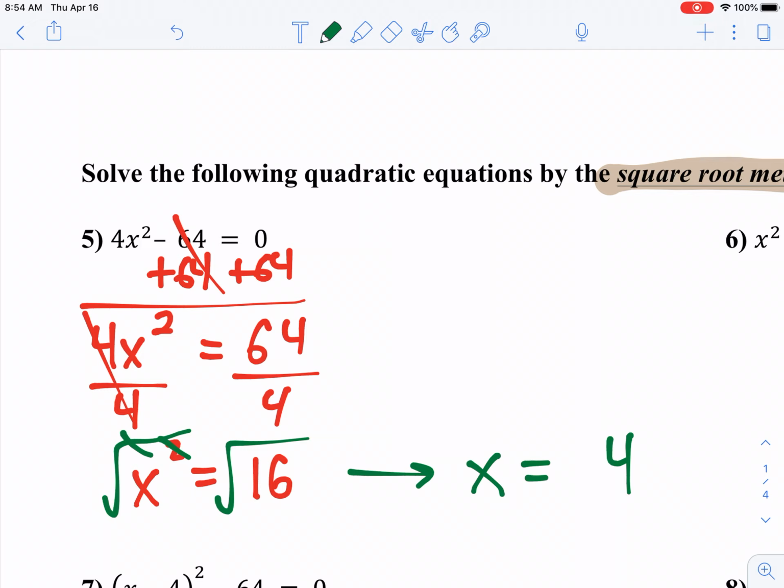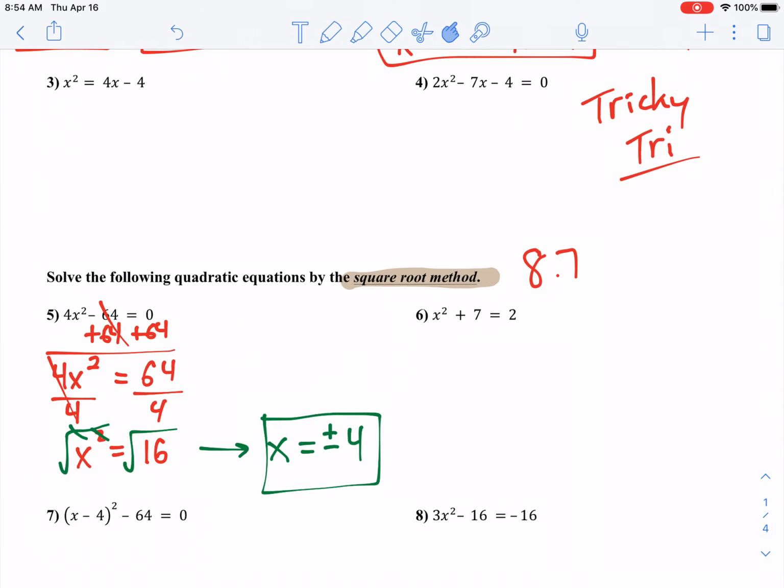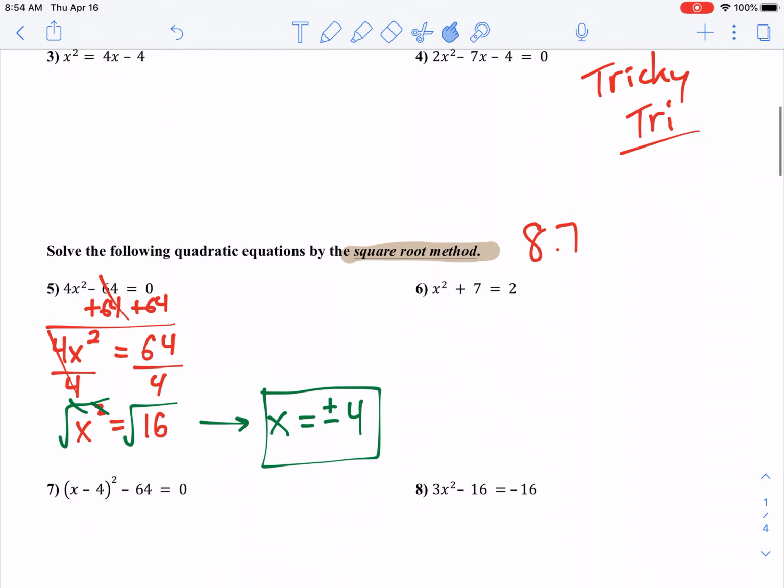But the only thing you must remember when you do square root method is that if you do square root of a number, you technically have two results that are possible. You have the positive 4 and the negative 4. And you put a plus minus symbol there in front to represent that. Because the square root of 16 is 4, but it's also negative 4, because negative 4 squared is 16. Same way positive 4 squared is 16. Alright? That's all you do for these.